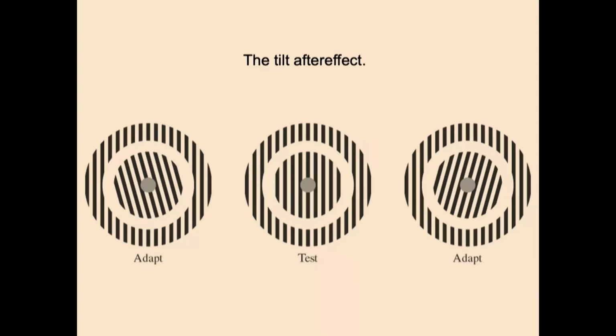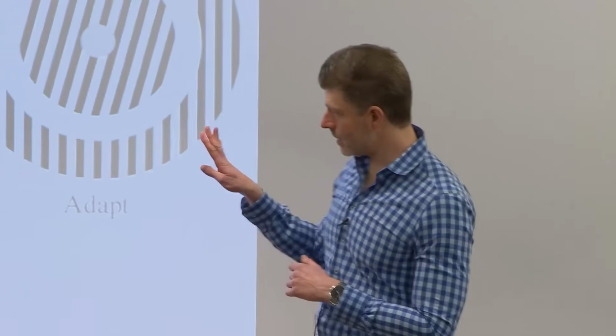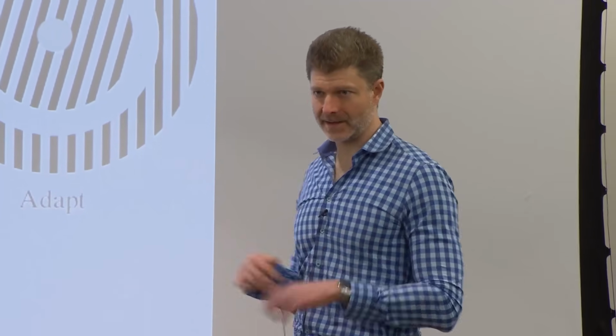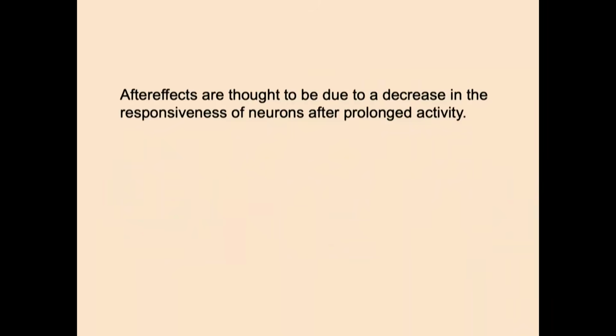Does it look a little bit off of vertical? Yeah. That is the tilt aftereffect. So we adapted your brain to that leftward grating, and subsequent to that, a perfectly vertical grating looked a little bit rightward. It's temporary, so it's probably even gone now, but in another 20 seconds it will be gone.